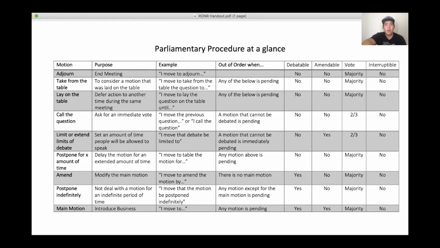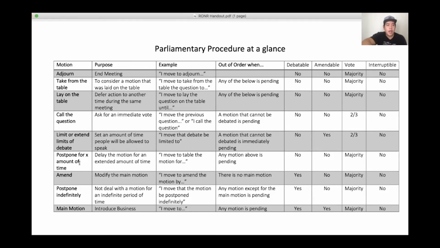Some of this will also be on the back of your name placard, so if we ever do go back into in-person meetings, there's a short version of this on the back of your name placard. But for the virtual meetings that we're having right now, feel free to reference this as the meeting is happening.